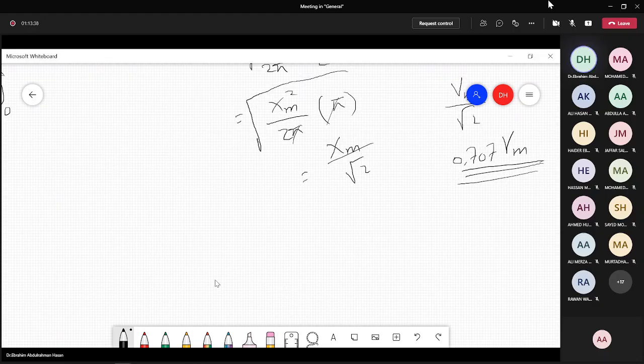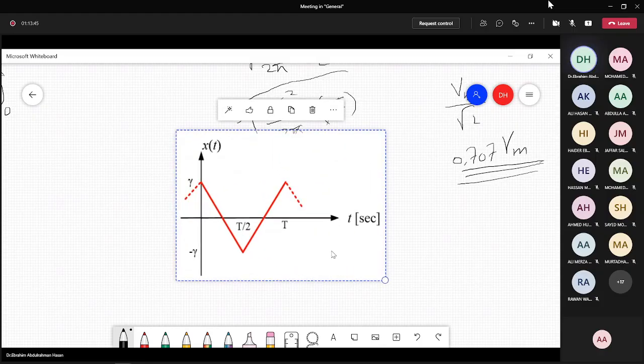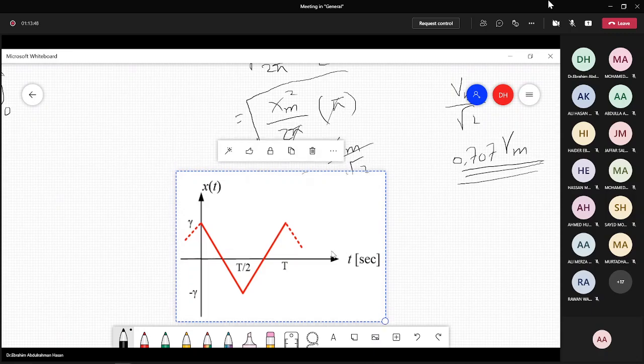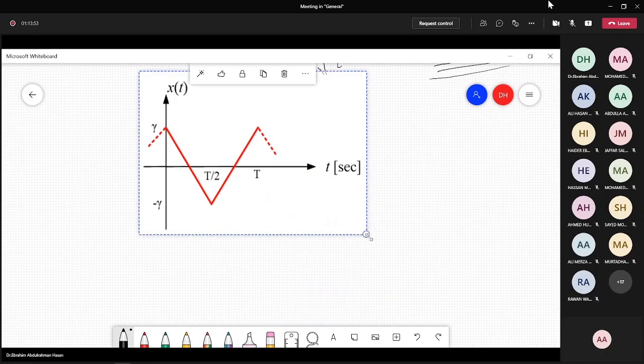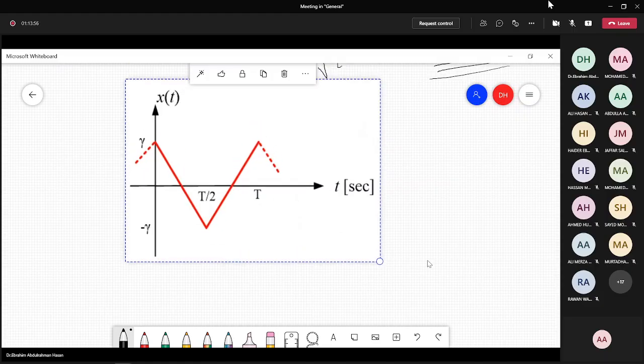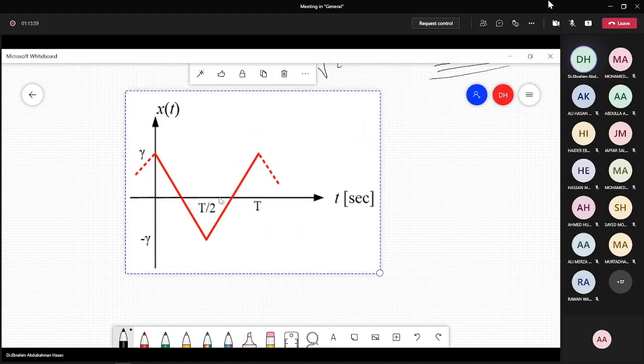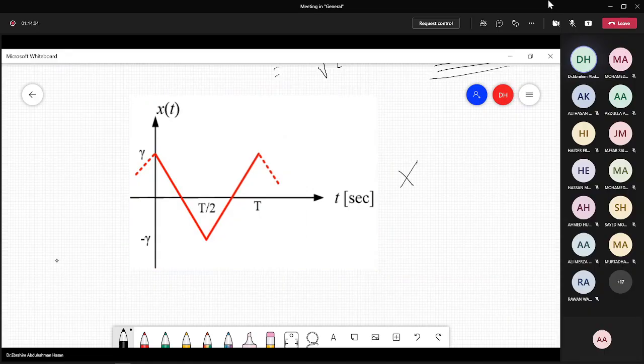Okay. Try this one at home. Find the average, which is certainly equal to 0, so find x effective, the root mean square. Just try it at home. Any question?